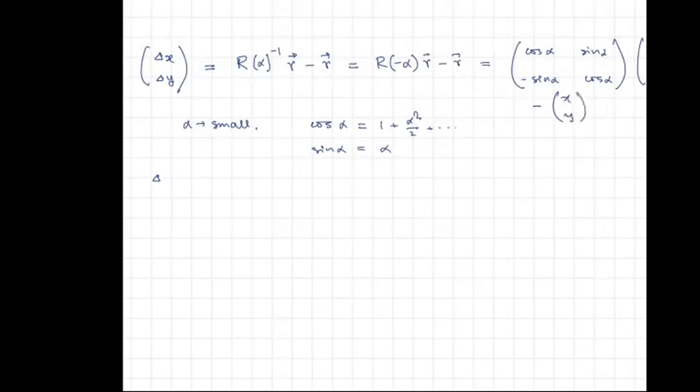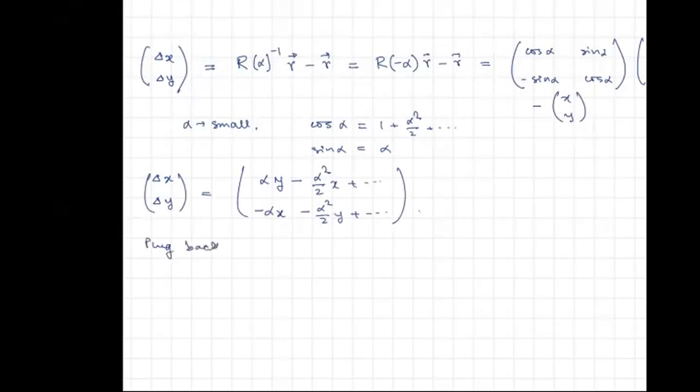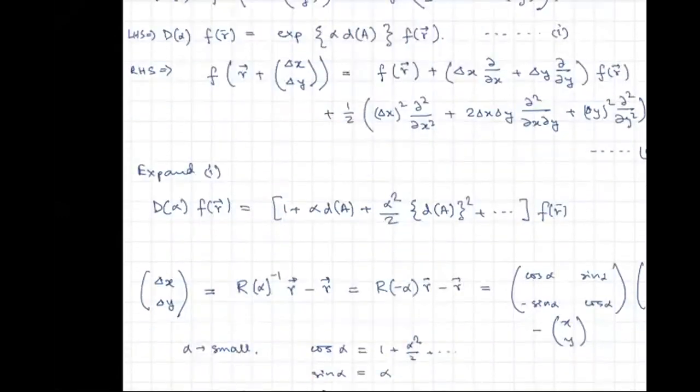Once you do this and put this back in, what you'll find is delta x, delta y is given by alpha y minus alpha squared over 2 x plus dot dot dot, and minus alpha x minus alpha squared over 2 y plus dot dot dot. So these are the forms of delta x and delta y. Now you can plug back in equation 2.